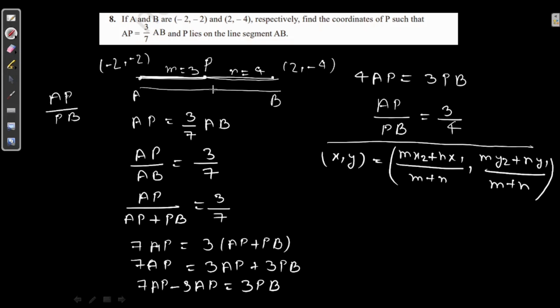The required values of m and n we have already found. You will treat this point as x1, y1 and this point as x2, y2. Then you will put the values and find the answer. I am not solving it completely, the rest you have to do. I hope everyone will do it. If you want to note it down, just note it down. Now I am moving on to the next problem.